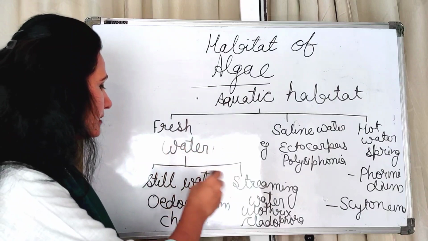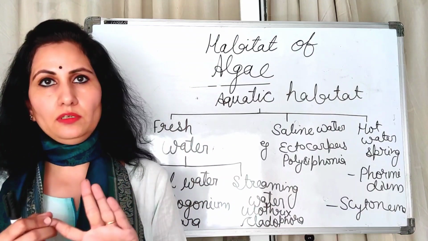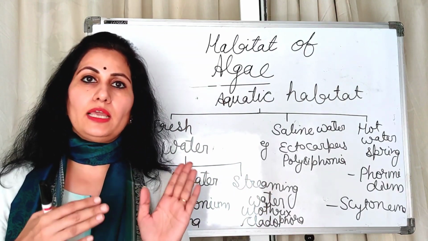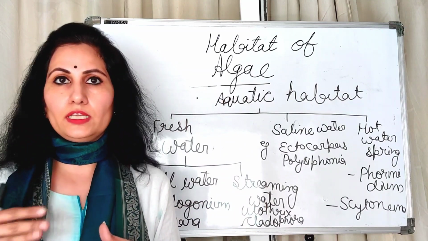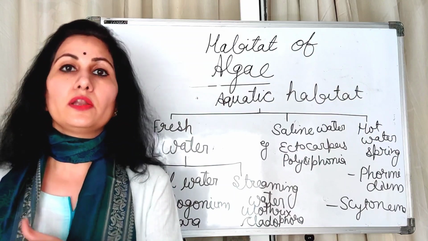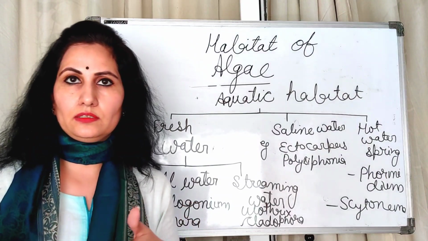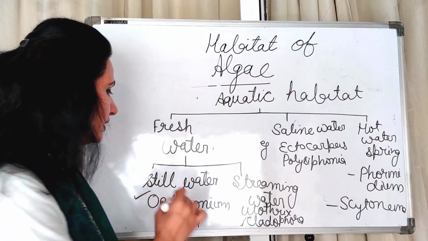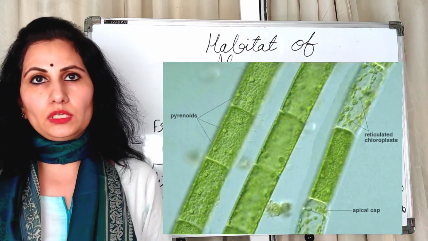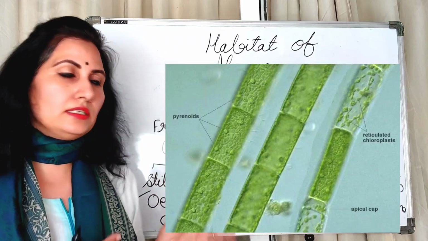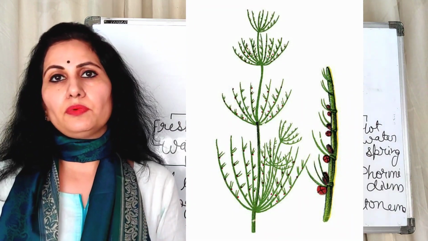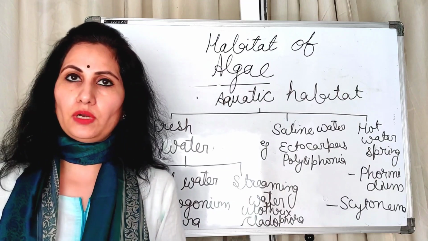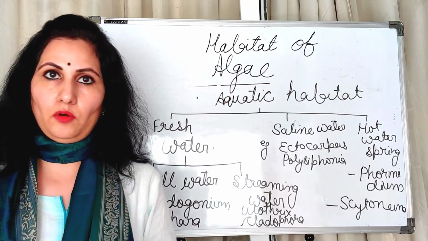This type of algae is further divided into two categories. The first is still water, that is, water which is not streaming. The second category includes the algae which reside in streaming or running water, which is flowing like the water of a river. In still water we consider the algae found in a pond where the water is not running. Examples for still water are the members of Chlorophyceae like Chara and Oedogonium. Oedogonium is a filamentous alga. The second is streaming water habitat, in which algae like Ulothrix and Cladophora are found. These are examples found in flowing water or in the river.